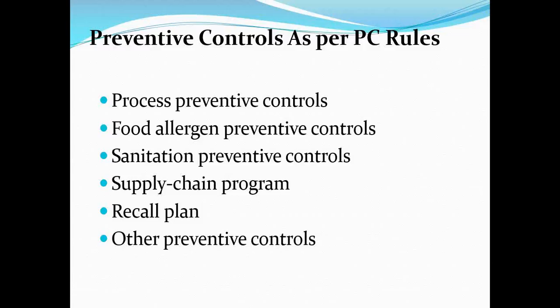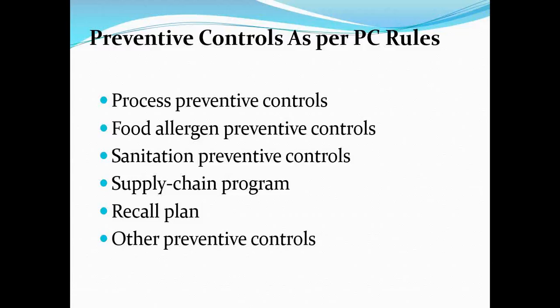Similarly, sanitation, and similarly, supply chain. Talking about supply chain program, preventive controls may be necessary when a manufacturer relies on the supplier to control hazards requiring a preventive control there. Say, for instance, of a particular ingredient, and that too because the receiving facility does not have a step to control the hazard.